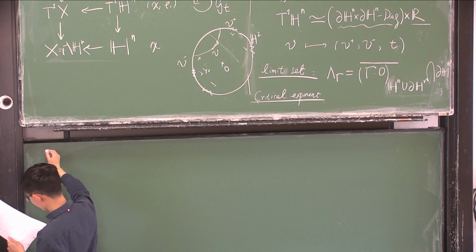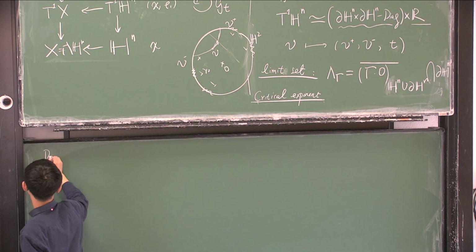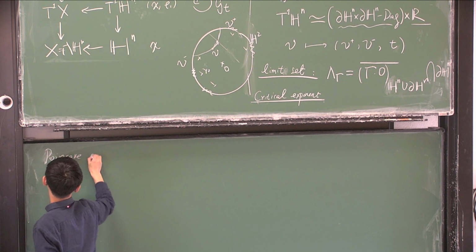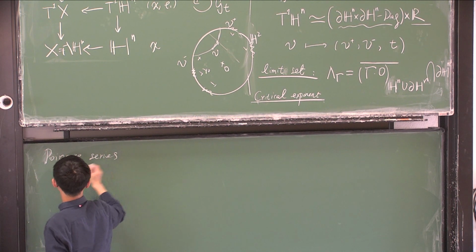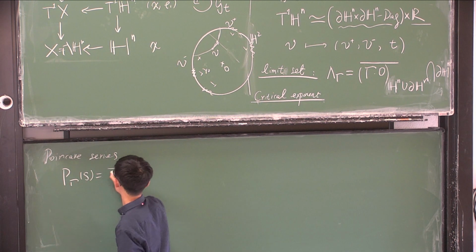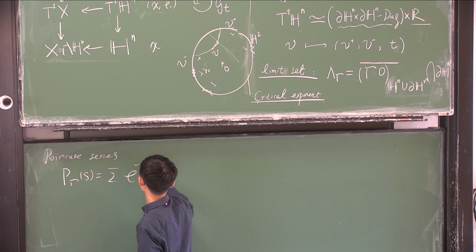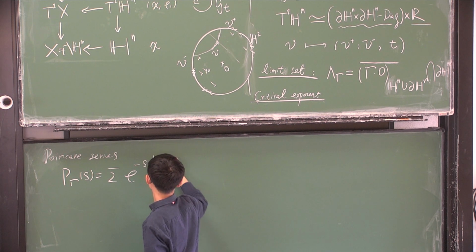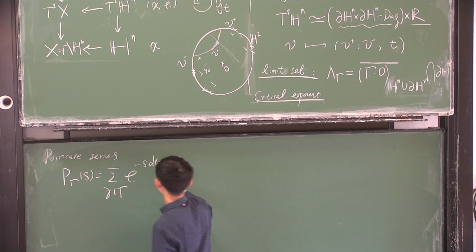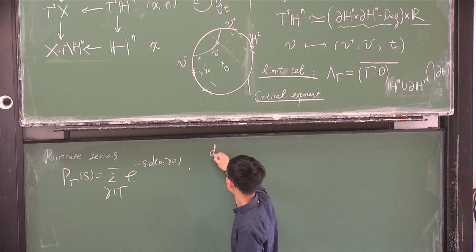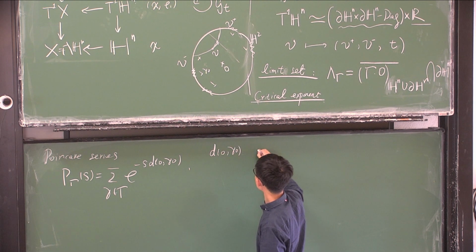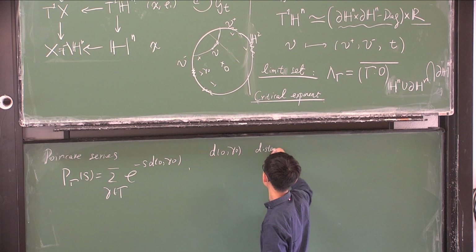Which is the critical exponent of the Poincare series. The Poincare series P_gamma(S) is equal to the sum of exponential minus S d(O, gamma O), where gamma is inside the group Gamma, and d(O, gamma O) is the distance in the hyperboloid.